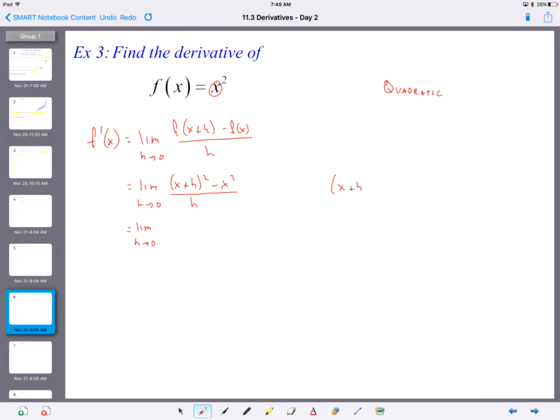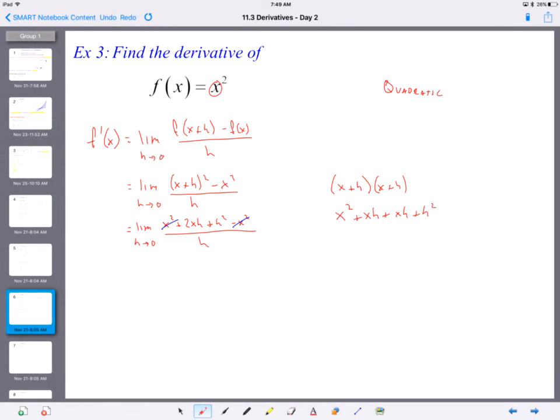If you need to, off to the side, you can do x plus h times x plus h. That's x squared plus xh plus xh plus h squared, so that's x squared plus 2xh plus h squared minus x squared. And just like always, we look, can anything cancel? Okay, look, the x squareds cancel, but nothing else cancels.